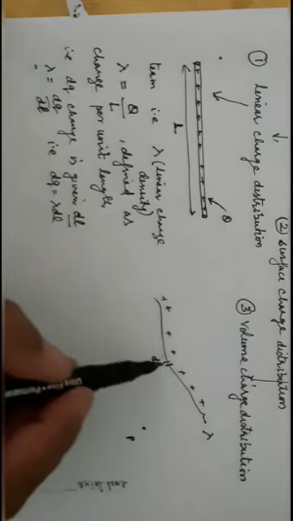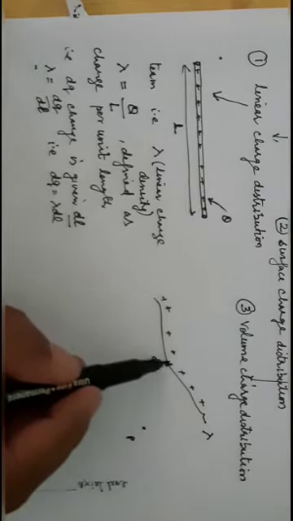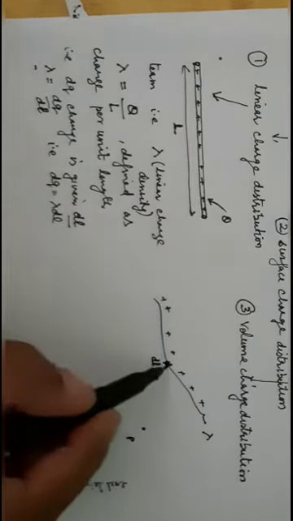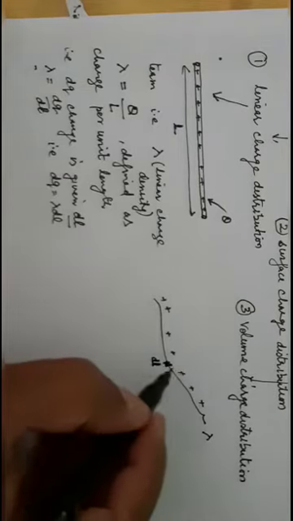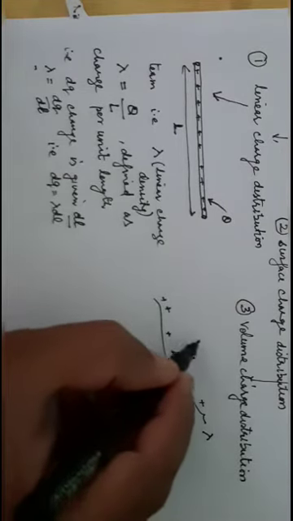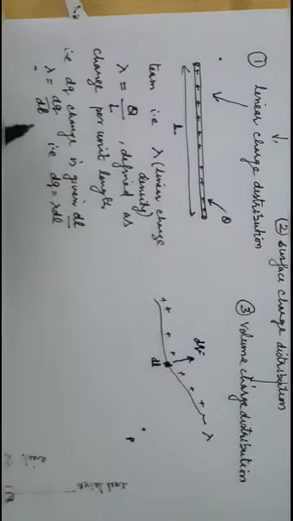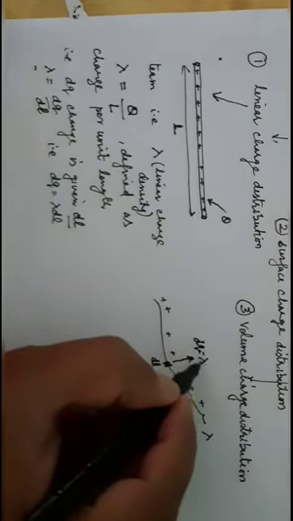Then we calculate the electric field because of the small charge. If dl is the length of this part, then what will be the charge on it? The charge on it will be dq, which from here is lambda into dl.